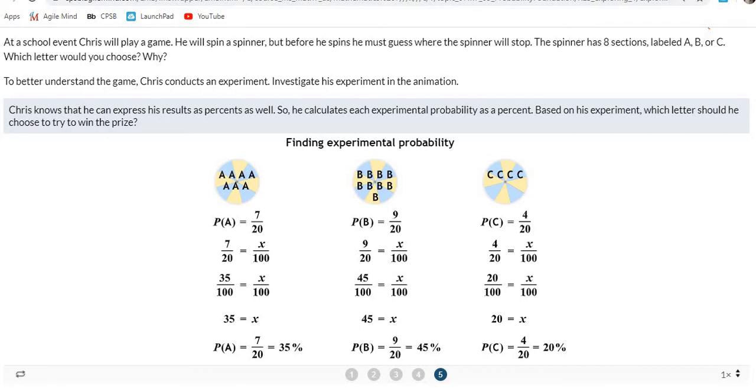No, I'm sorry, that was an experiment. We conducted the experiment. That was experimental probability. Now we're going to look at the theoretical probability and compare them and see if they were close to each other. Ready?